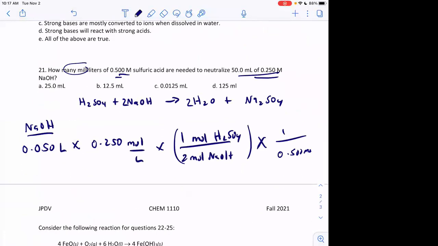Some people get confused by that 1 floating on the top. So you can just do 1 mole per 1 liter like that. Some students, I get that question all the time. What's the 1? I'm like, well, I'm just dividing by the molarity. So I'm multiplying by the reciprocal. That's the way I do it.